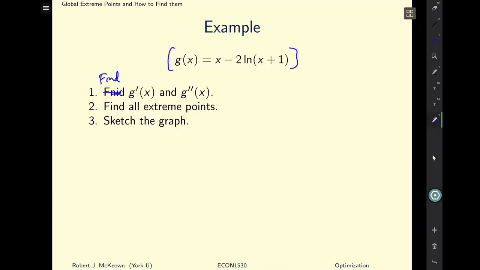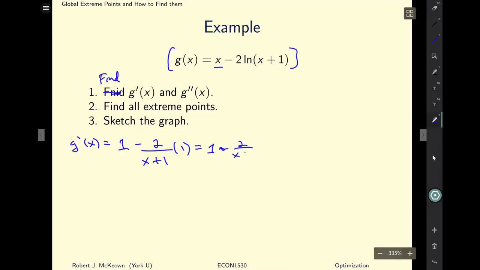And let's get started. So we know g prime of x is going to be equal to 1 minus, well, we've got a 2 there. The 2 is going to stay. And I take whatever is in the natural logarithm and put it in the denominator. And then the derivative of the inside would just be 1. So I'm just going to have a 1 there. And so g prime of x is equal to 1 minus 2 over x plus 1.